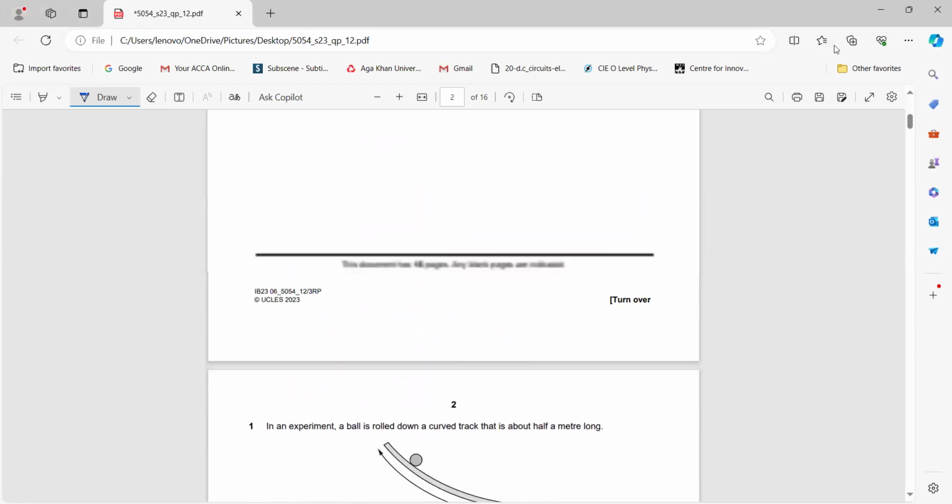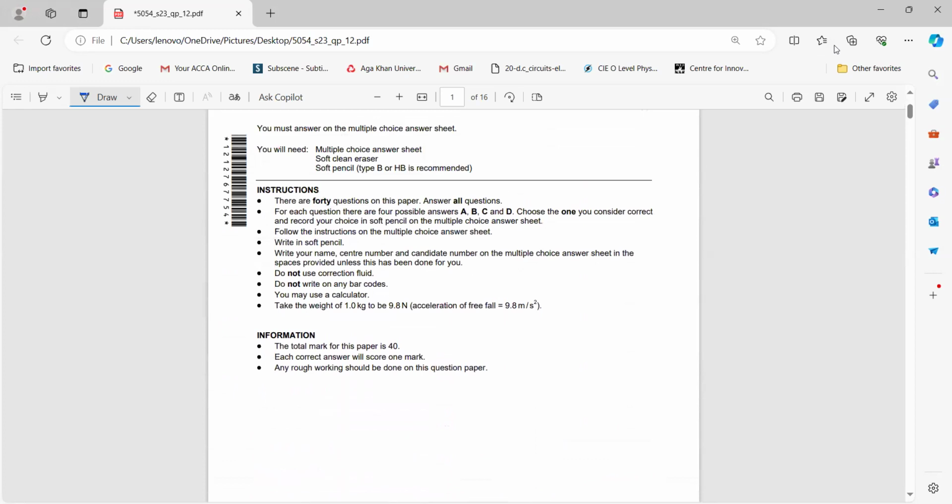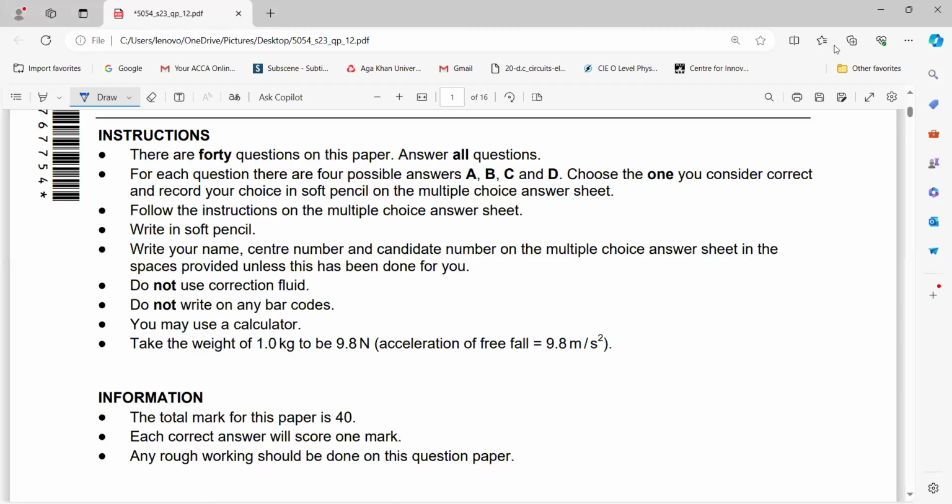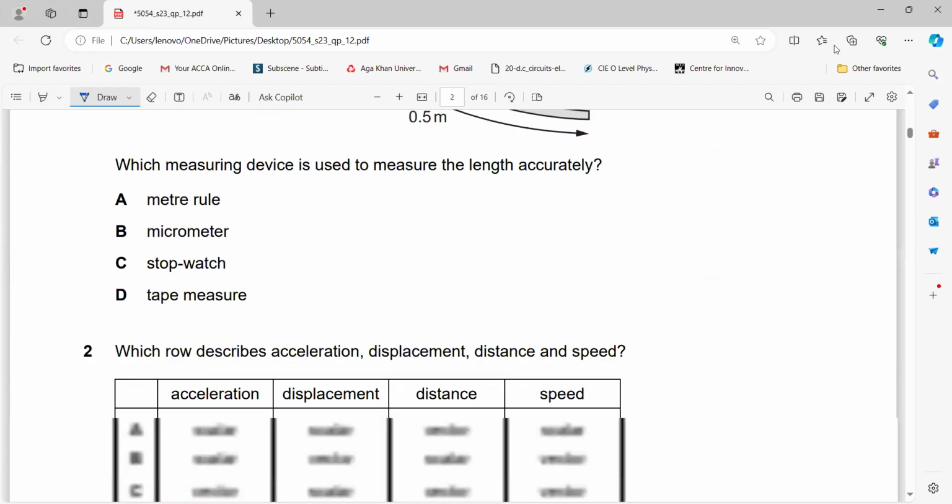That is your variant. You need to understand that the value for acceleration will be 9.8 meters per second square. Whenever you're doing calculations, please make sure it is 9.8 meters per second square, 9.8 newtons per kilogram. That's one thing that has changed recently.